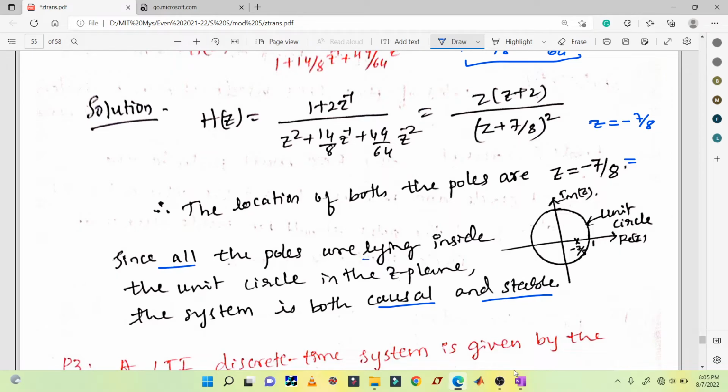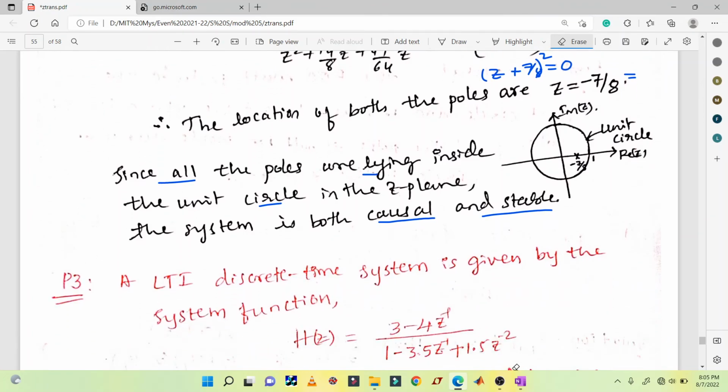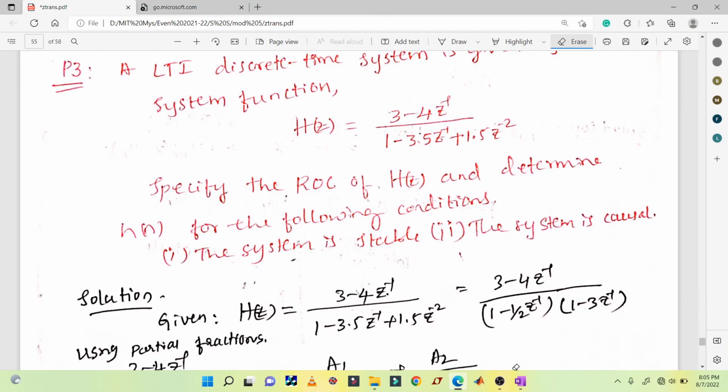Since all the poles are lying inside the unit circle in the z-plane, the system is both causal and stable. All the poles means z equal to minus 7/8 and minus 7/8, because here there is a square. So we need to equate z + 7/8 equal to 0, and you will get z equal to minus 7/8. Okay, so this is the process to know whether the system is both causal and stable. Next problem.